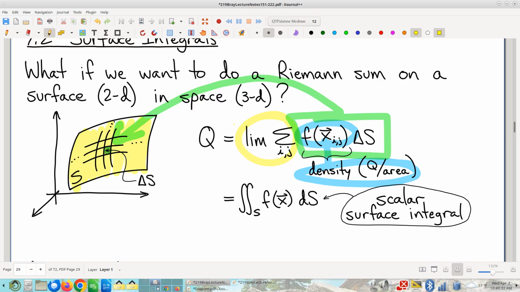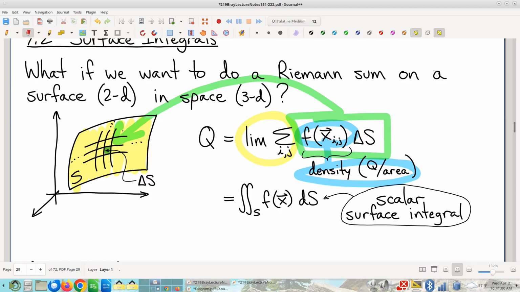Limit, of course, to make these pieces smaller and smaller so round-off errors go away. And this is another Riemann sum. It's a brand new kind of Riemann sum. It's structurally, morally, the same idea as every other kind of integral we've ever written down. Just doing it on a surface instead of on an interval or on a two-dimensional area in the plane or a three-dimensional solid or what have you.